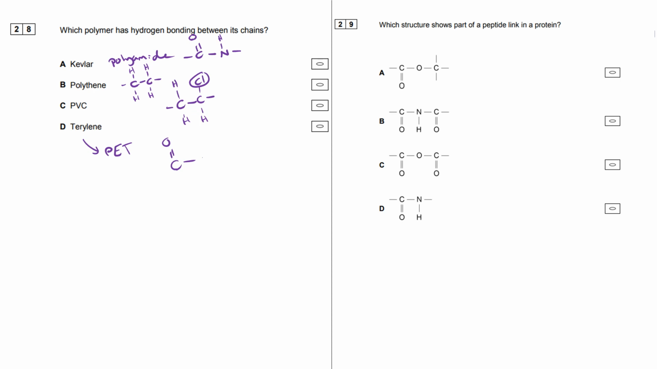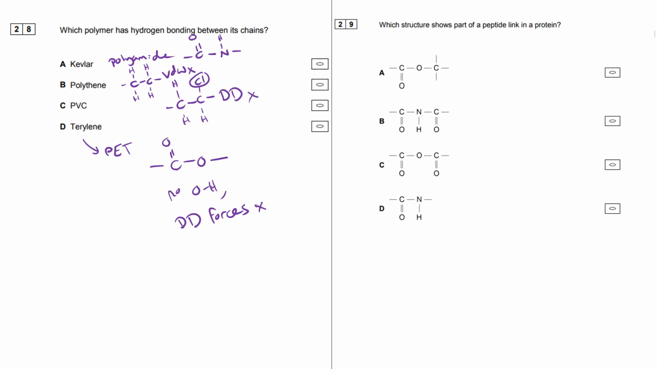You have your C double bond O, single bond O as part of the repeat unit. So that's your ester link. Now ester links have no OH bonds, just C double bond O and single bond O. So you're just going to have dipole-dipole forces between polyester chains. So no hydrogen bonds. PVC, you've got a C-Cl bond, so that's polar. You're going to have dipole-dipole forces between chains in PVC, so no hydrogen bonds. Polythene is non-polar, so you're going to have van der Waals forces between molecules or between chains.